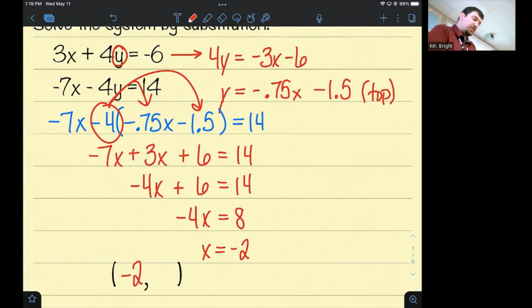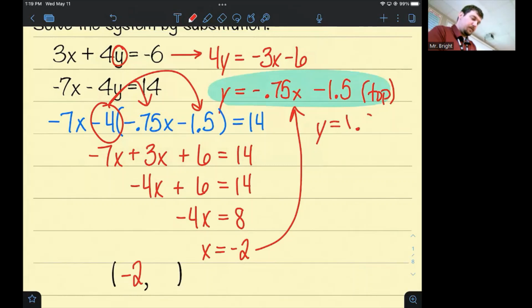I've already got an equation right here that is solved for y. So I'm just going to go ahead and use that. I could plug it into either of them or the one that I've already got that's solved for y. And so that's just going to be the easier option. 0.75 times 2 is $1.50 or 150. A negative times a negative is a positive. So y equals 1.5 minus 1.5, which means y is equal to 0.